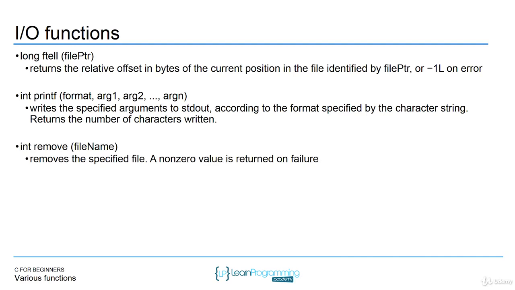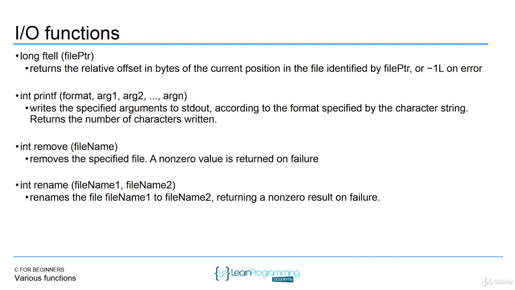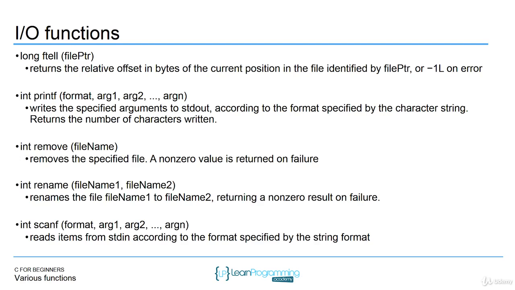Remove is a function where you can delete a file. It takes a file name. The file pointer has to be closed. You can't have it open. Rename will rename one file to the other file. Also has to be closed. The file cannot be open.